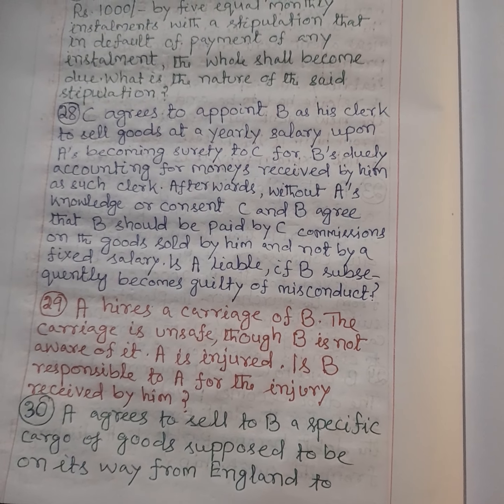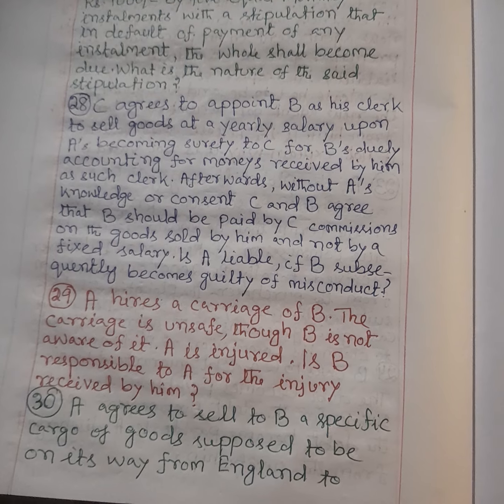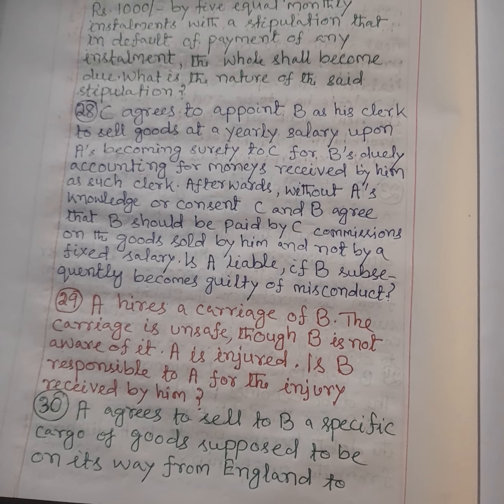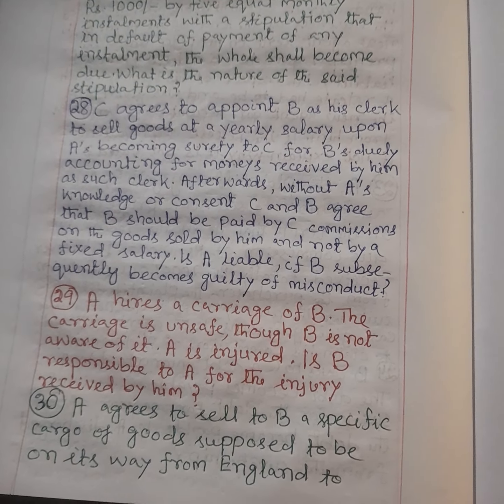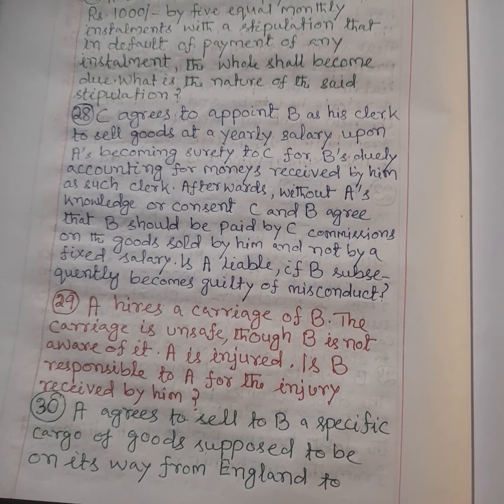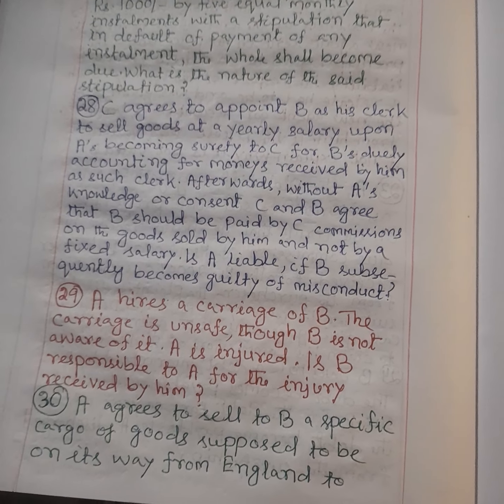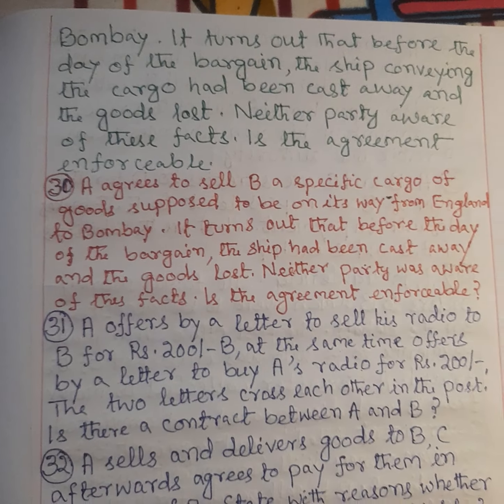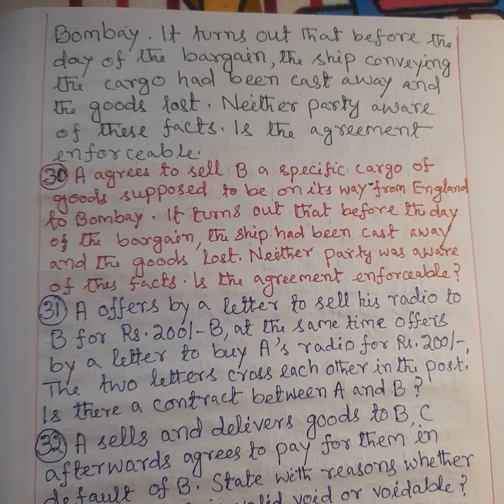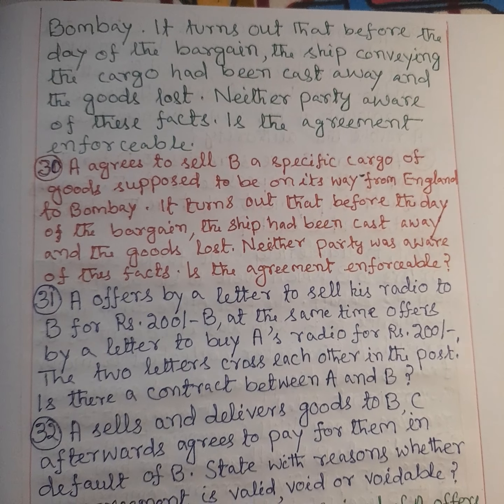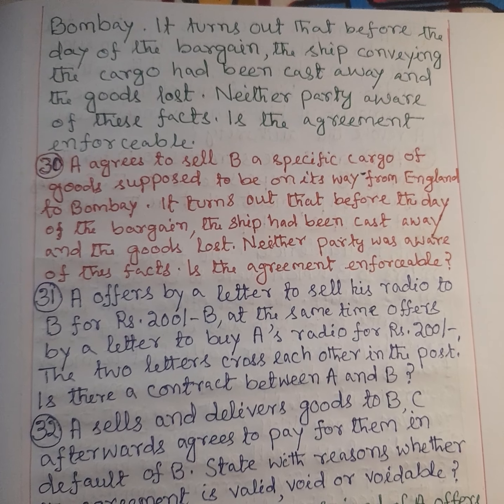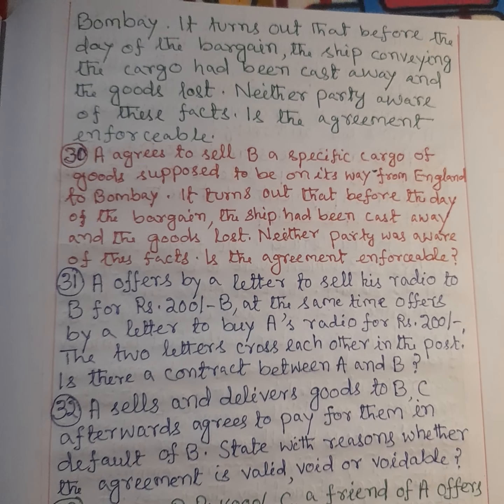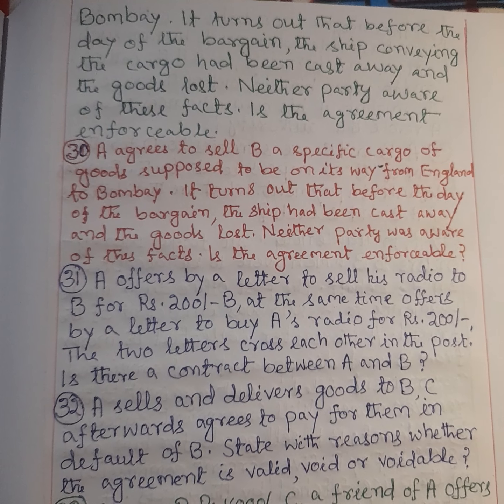As already we have discussed 29 problems that we have solved on law of contract, and now we'll go to the 30th problem, and that is: A agrees to sell to B a specific cargo of goods supposed to be on its way from England to Bombay. It turns out that before the day of the bargain, the ship conveying the cargo had been cast away and the goods lost. Neither party aware of these facts, is the agreement enforceable?